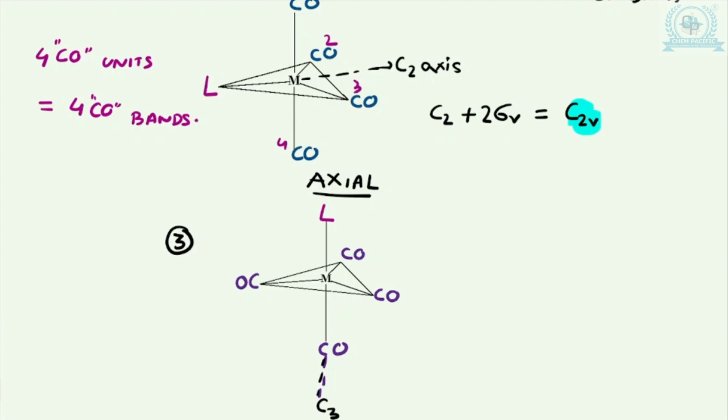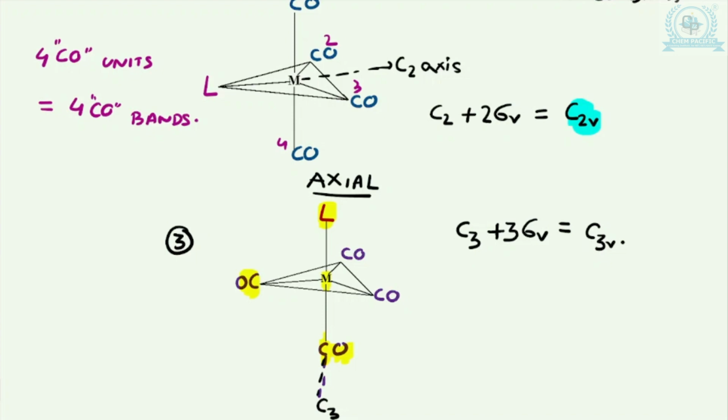So, here if you are getting a C3 axis, you will definitely find that there is a presence of sigma V plane. If even one sigma V plane is visible, it means there is a presence of 3 sigma V planes. Now, this sigma V plane is containing this C3 axis, containing the MLCO, the axial CO, and also this, and it is bisecting these two CO. So there lie the 3 sigma V, and so its point group is C3V. Okay?